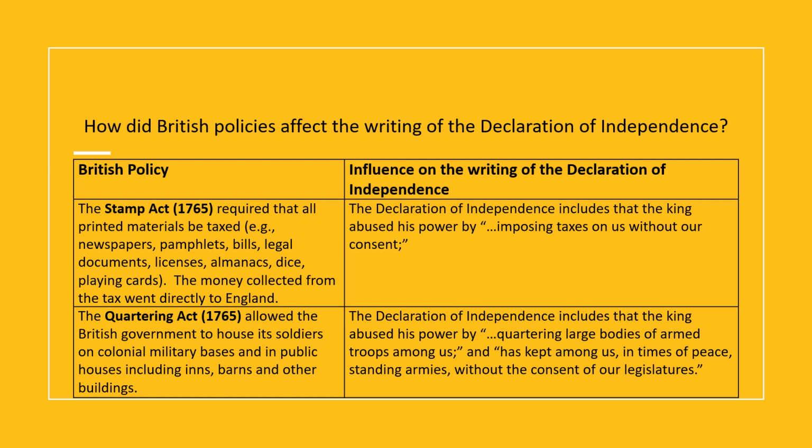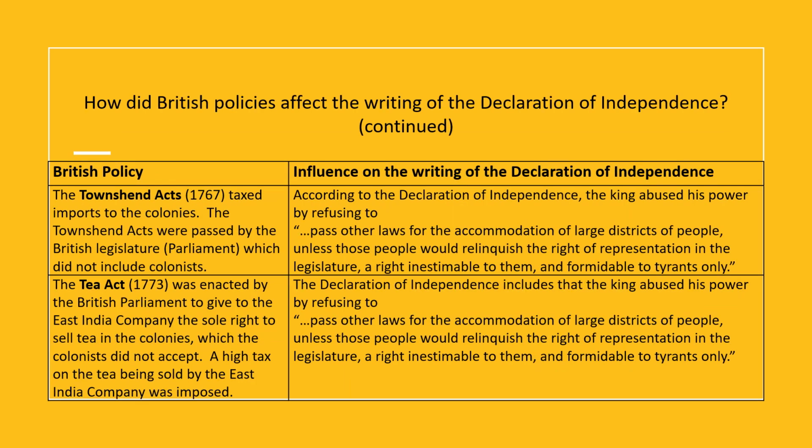And so naturally they were quite upset about this. And now we continue our focus on the impact of British policies on the writing of the Declaration of Independence, focusing on the Townshend Acts from 1767 and the Tea Act from 1773.